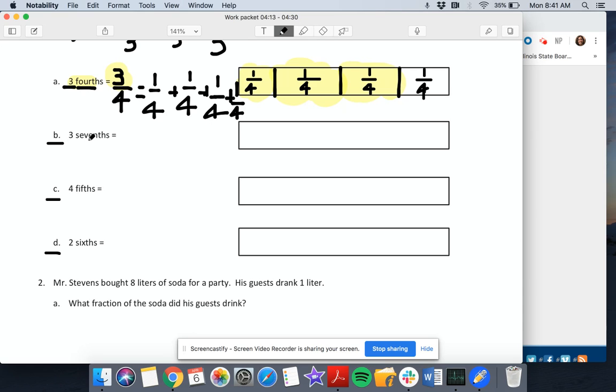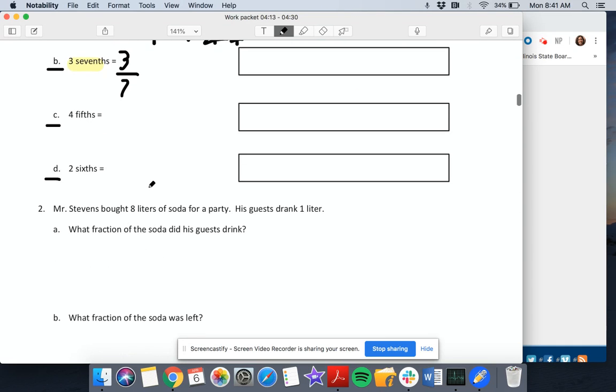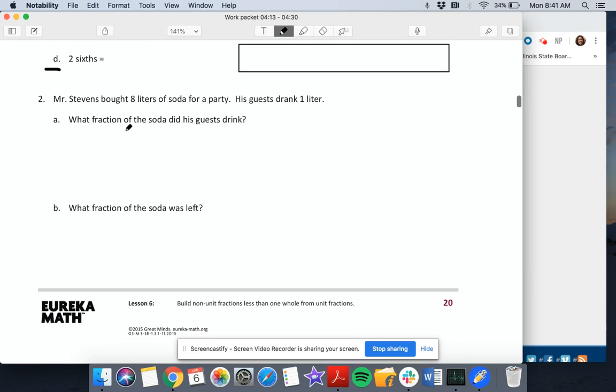So just a hint, sevenths. What would be our denominator if it's sevenths? Well, 7, right? And then how many need to be shaded in? 3. Okay. Let's move on to question 2.